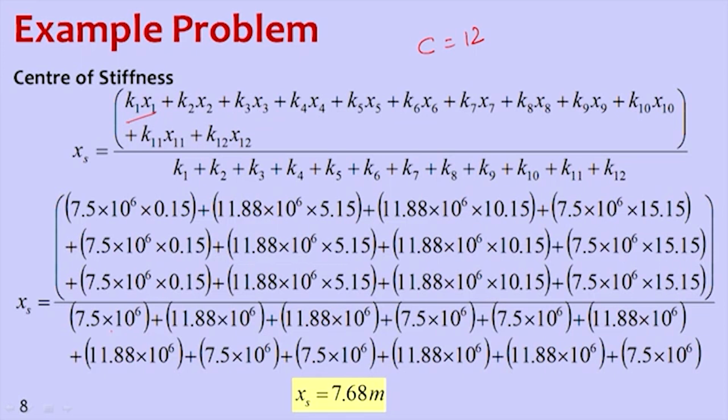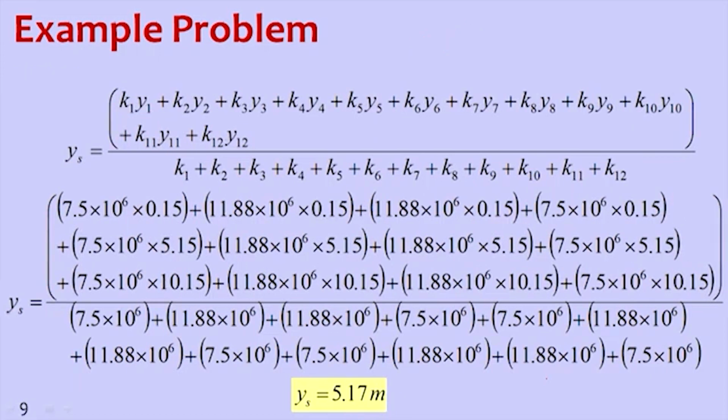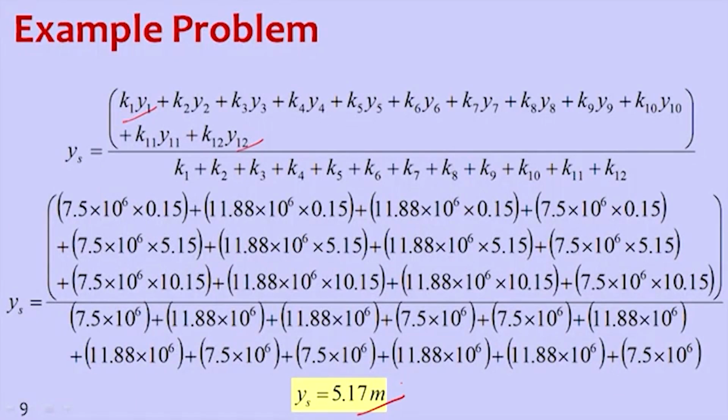So we have 6 C1 columns and 6 C2 columns. So 7.5 into 6 we can also write like that, and 11.88 into 6. So we end up getting a value of 7.68 meters. This is the x coordinate. Similarly, we can calculate for the y coordinate also. So k1 y1 is the component of the first column, and till calculating the 12th column k12 y12, and adding up all the stiffnesses from 1 to 12 will be in the denominator. So similarly, we got ys as 5.17 meters.